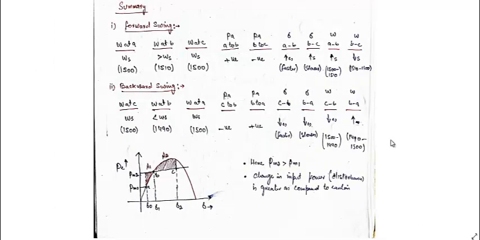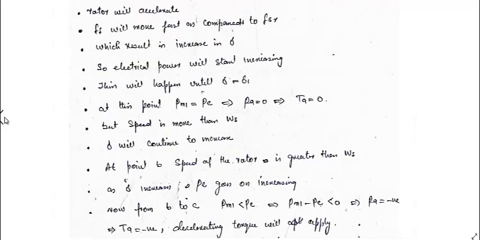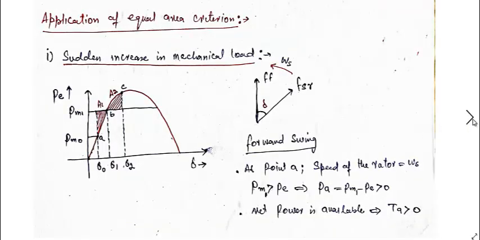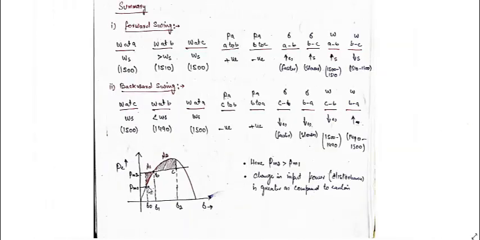Now there are other cases. Let us say we have increased this PM0 to PM2, where PM2 is greater than PM1. PM1 is the earlier power. Since PM2 is greater than PM1, PM2 minus PM0 is greater than PM1 minus PM0. So PM2 minus PE0 is greater than PM1 minus PE0. So the accelerating power available in this case is more as compared to the earlier case.